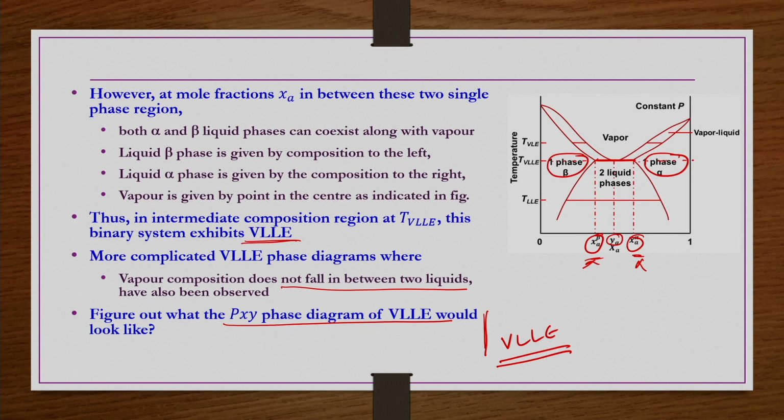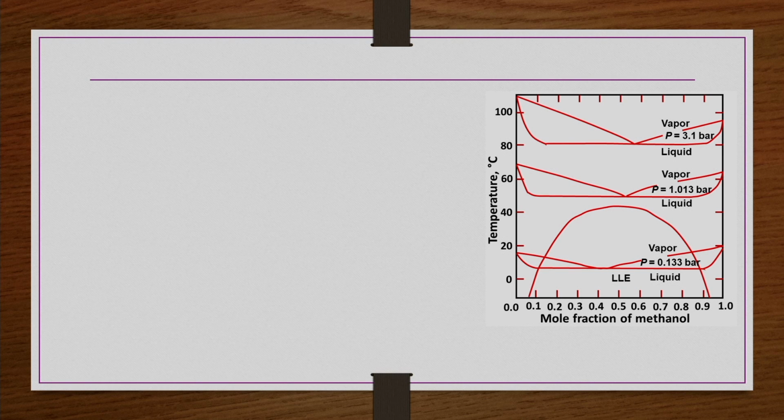But however, you can also think how the PXY diagram may look like for a VLLE system. So now, we take an example of the methanol n-hexane system, and for this one we try to draw the TXY diagram at different pressures. Temperature we are varying, but we also change the pressure, at different pressures we try to have the system. And then if you draw, we can have pictures like this.